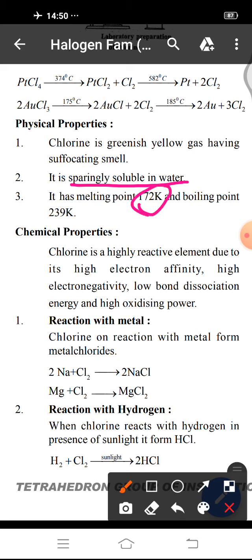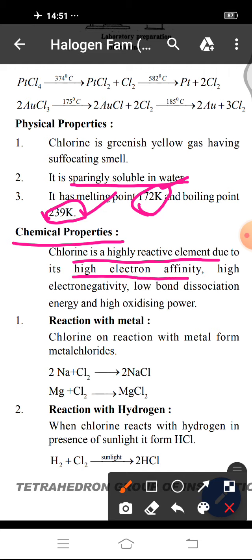Chlorine is a highly reactive element because we know halogens are highly reactive. Since chlorine is a halogen, it is highly reactive due to its high electron affinity, high electronegativity, low bond dissociation energy and high oxidizing power. Due to high electronegativity, high electron gain enthalpy, high oxidizing power, and low bond dissociation energy, chlorine is highly reactive in nature.